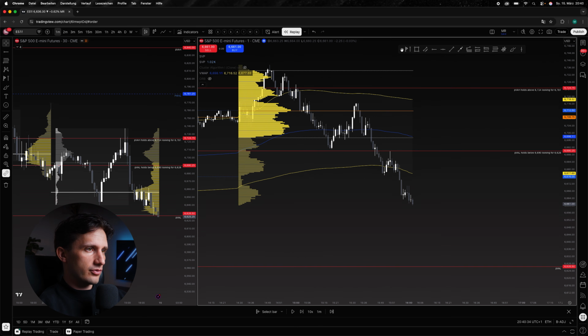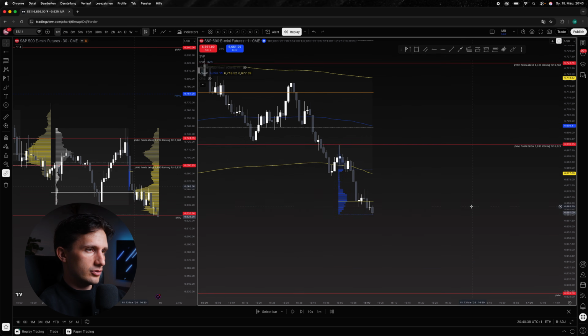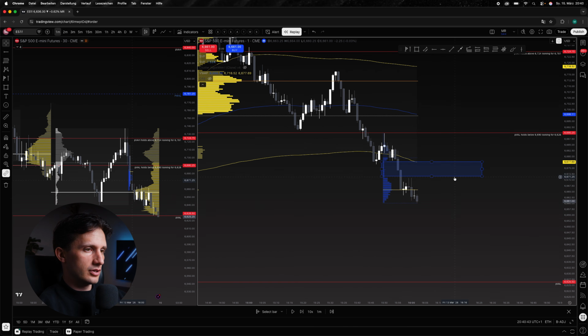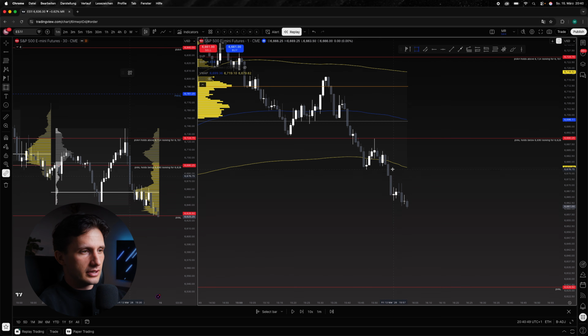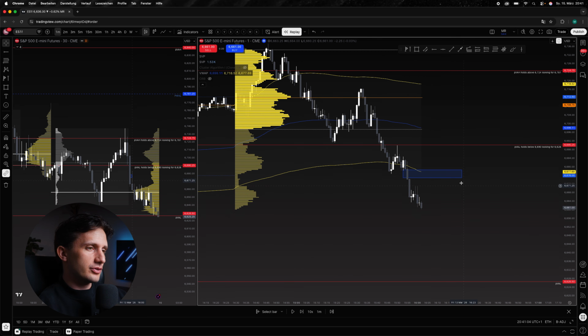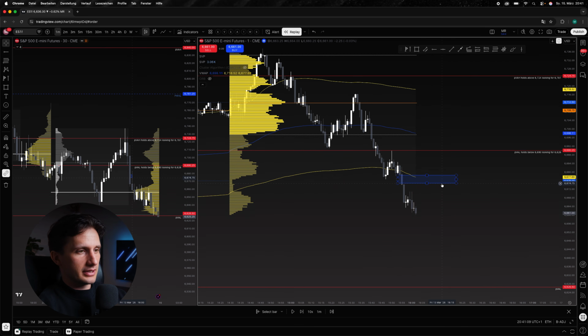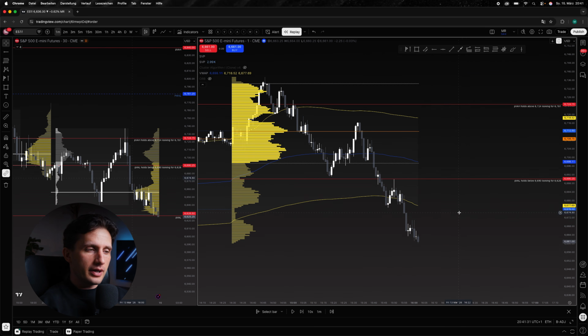You can also get your fixed volume profiles. And let's say right here, you look for this low volume node to look out for a selling position. Or if we have some ICT traders here, look at this FVG right here. So you can look as well for your fair value gaps to get to your trading setups.